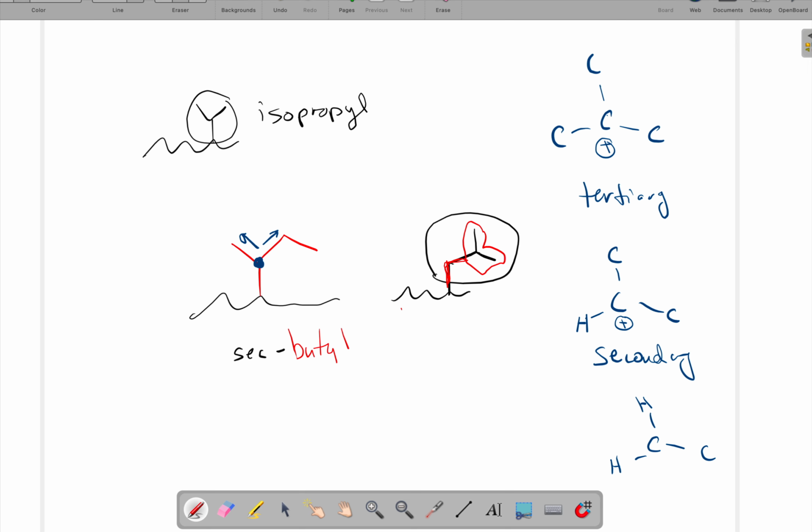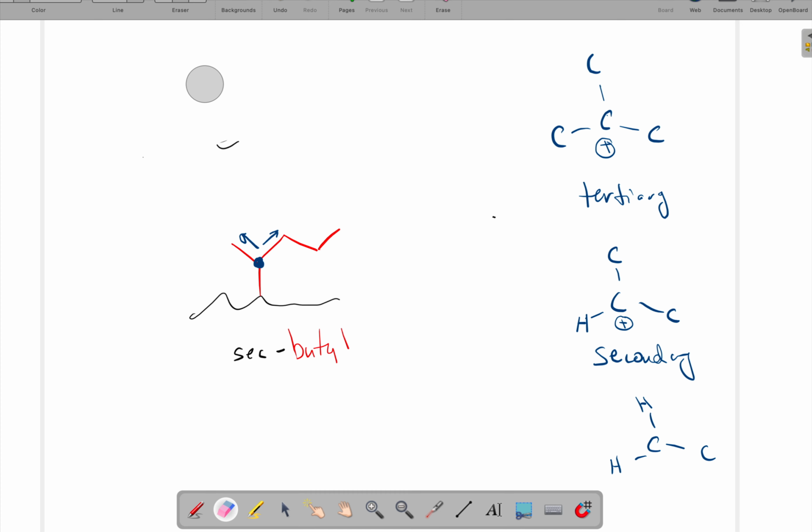Okay? What if I add a carbon? And I know that happened fast. Let me delete everything else. So our isobutyl, I added a carbon. There's no longer 4 carbons. So what should I call that?